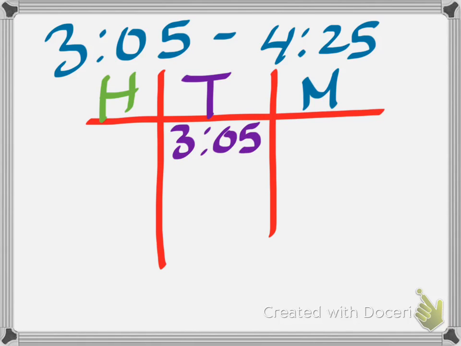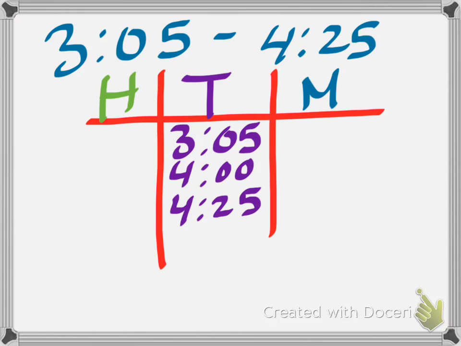Now we go to the next hour. We're not going an hour from 3:05 because that would give us 4:05. We're actually going to the next hour, which is 4 o'clock. Then we look at what comes next. Well, we can't go to 5 o'clock because that's too late. So we're going to put our ending time, which is actually 4:25. Now we are looking at our start time to 4 o'clock.